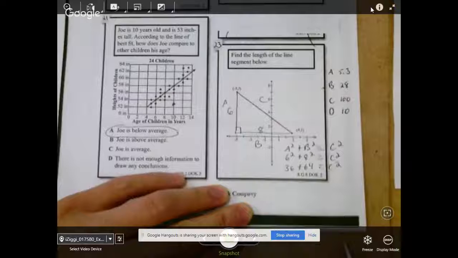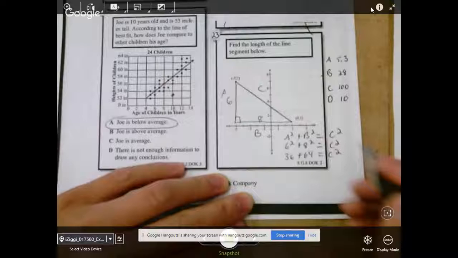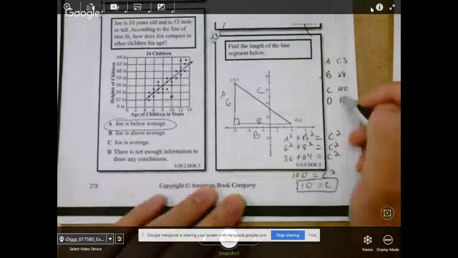Okay, and 10, that option right there. All right, number 24.